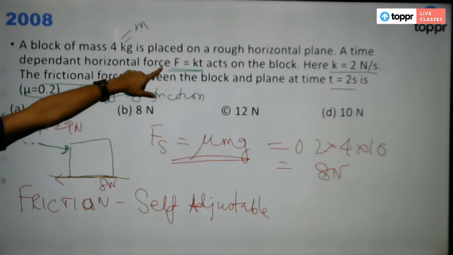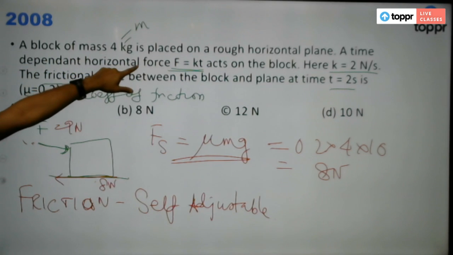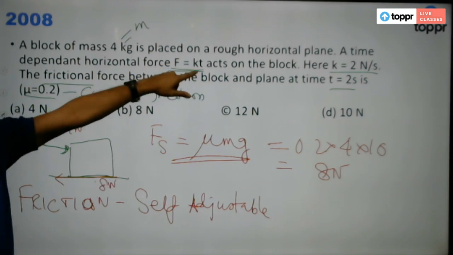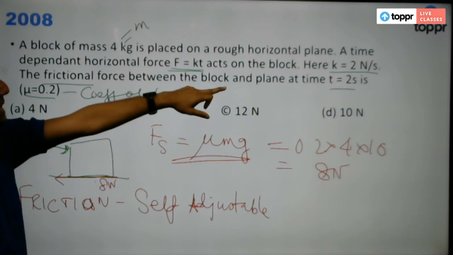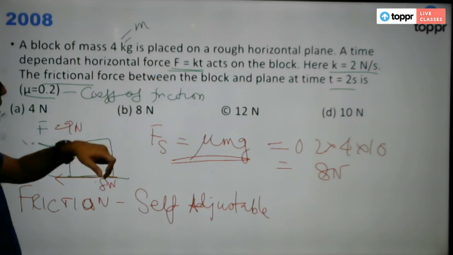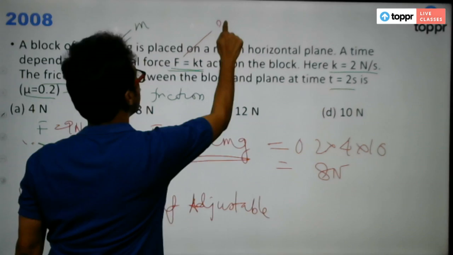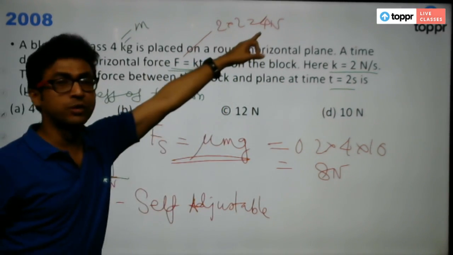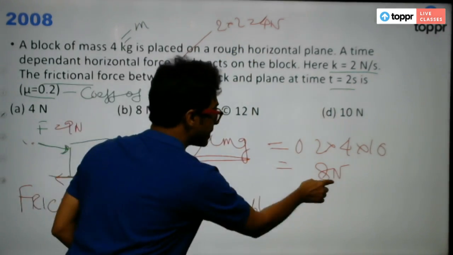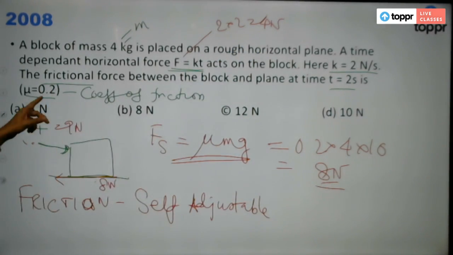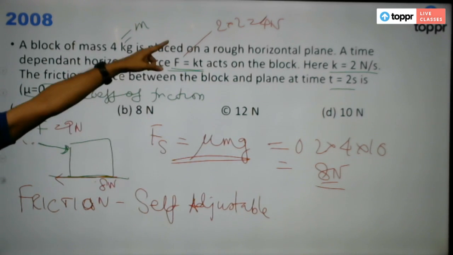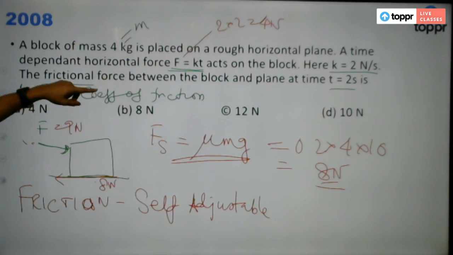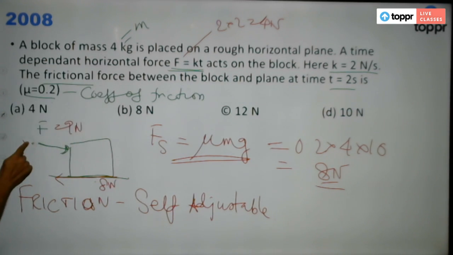So at 2 seconds, you have been given a time-dependent force, F equal to kT. K here is 2 Newton per second and T is 2. So definitely at 2 seconds, the force will be nothing but 2 into 2, that is 4 Newton. When the force is 4 Newton, which is less than this maximum limit, the friction should be 4 Newton only. It cannot go beyond that. The answer will be 4 Newton. So the right answer is marked with light green.